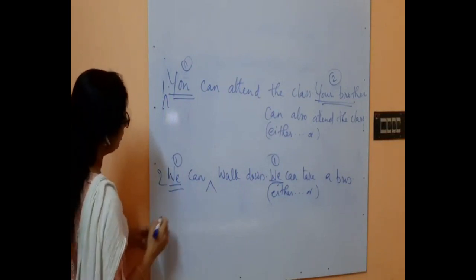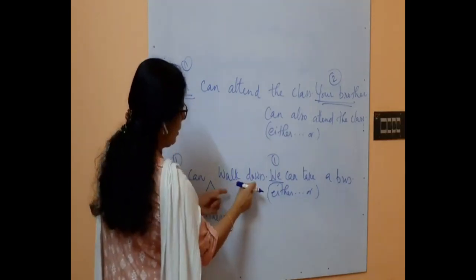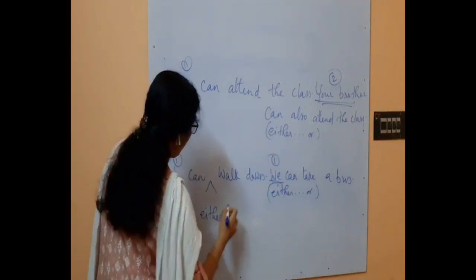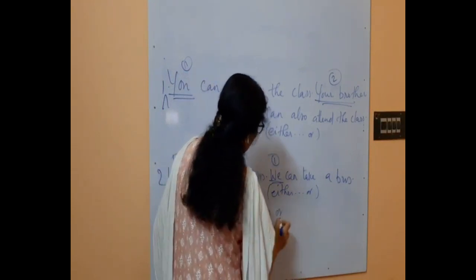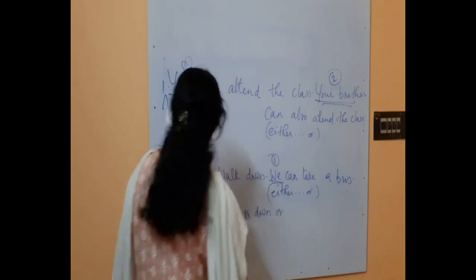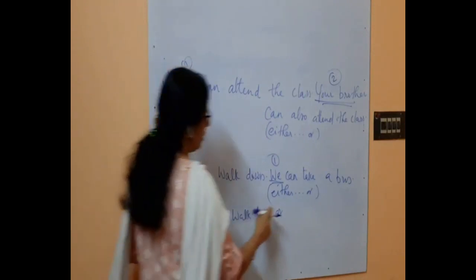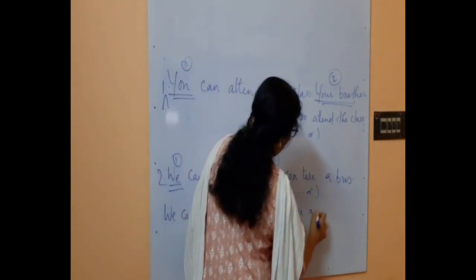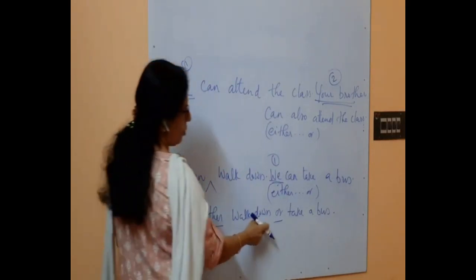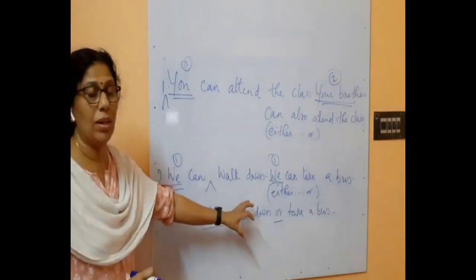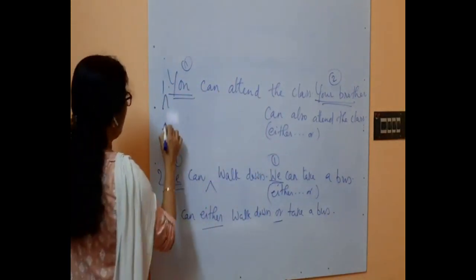So the first one we will do this. We can. Two options are there: either you can walk or you can take the bus. We can either walk down or take a bus. Again, we can is not needed because the subject is already the same for both the sentences, so once only we need to mention it. We can either walk down or take a bus. This is how we will combine if both the subjects are the same. And if both the subjects are different, how will we combine?